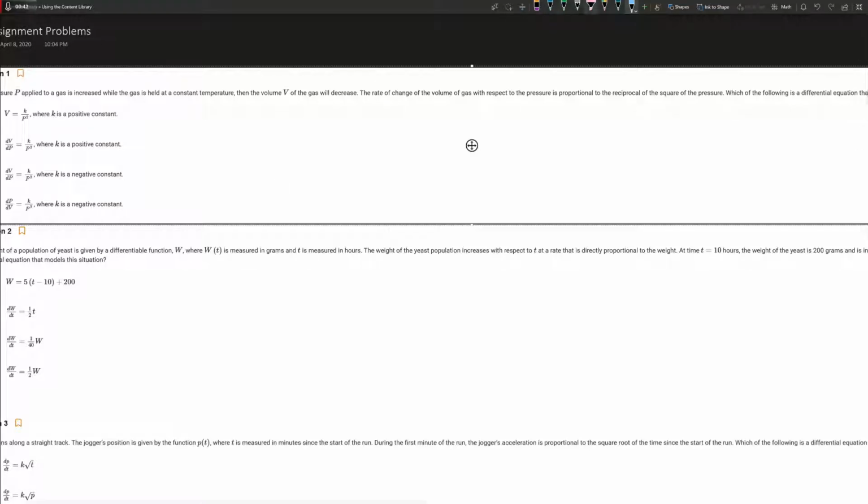So the first thing I'm going to look at is this: the rate of change of the volume of gas with respect to the pressure. That tells me the rate of change of volume with respect to the pressure, so dV/dP, is proportional, so that tells you to put a constant of proportionality, to the reciprocal of the square of the pressure. So reciprocal is 1 over pressure squared. So if I simplify, I have K over pressure squared.